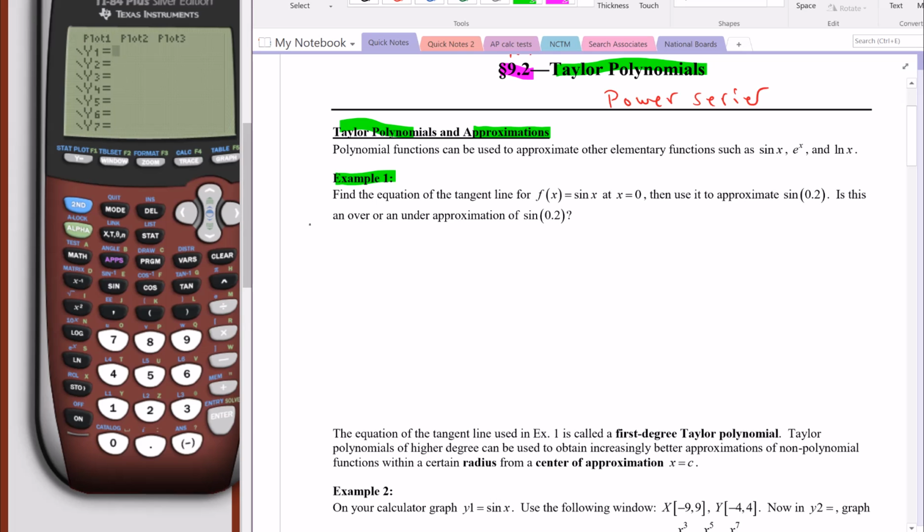So if you remember, the tangent line was y minus y1 equals m times x minus x1, right? In this case, our x1 is 0. Later in this chapter, sorry to get sidetracked here, we're going to call this value c, right? We're going to say c is 0 because it's the center, or the point of tangency, right?